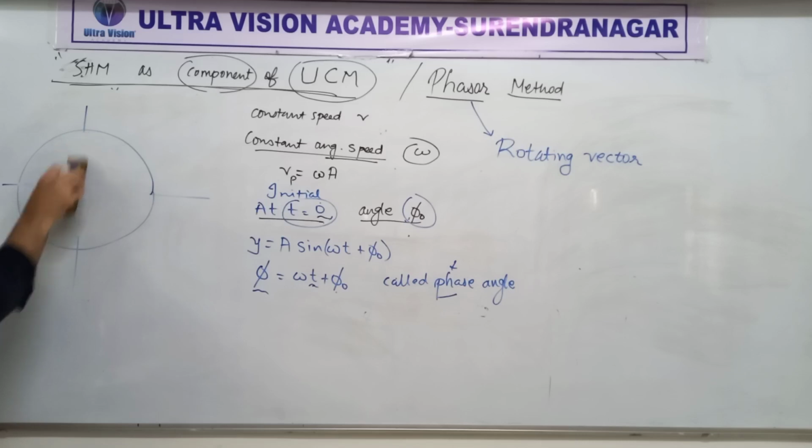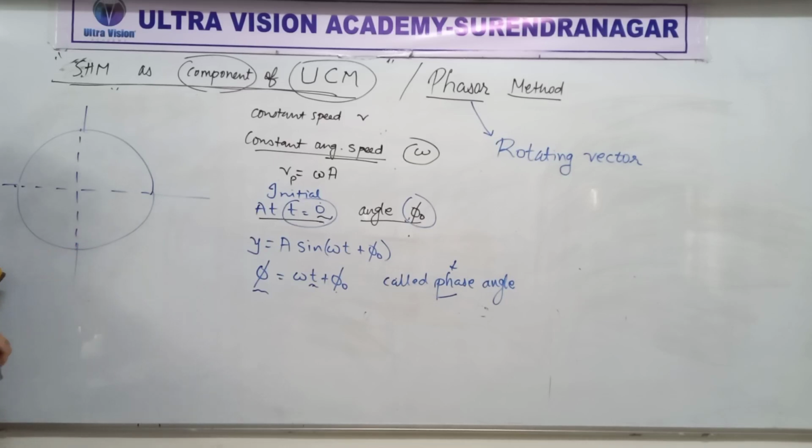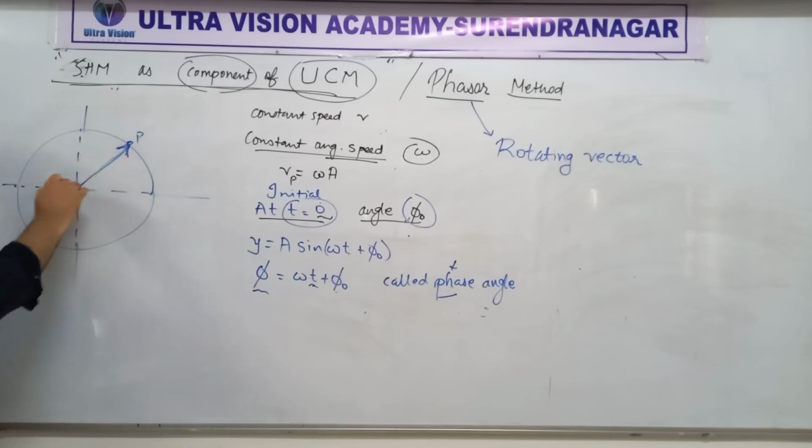So if a particle is rotating on the circle and you want to use this to represent SHM, then do you realize you'll have to draw a position vector like this? What will be the length of this position vector? Magnitude, alright. Radius, alright. This is not a unit circle. This will be A. The length will be A.